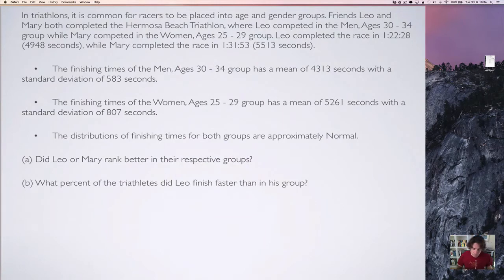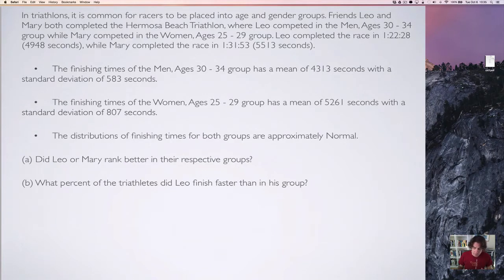The next question is a normal distribution question and has to do with triathlons. So let's read the question. In triathlons, it's common for racers to be placed in age and gender groups. Friends Leo and Mary both completed the Hermosa Beach Triathlon, where Leo competed in the men's ages 30 to 34 group, while Mary competed in the women's ages 25 to 29 group.